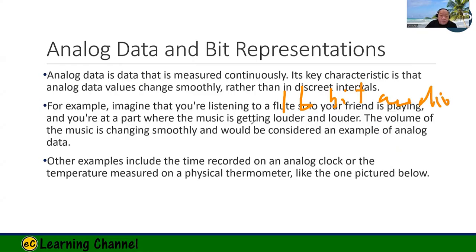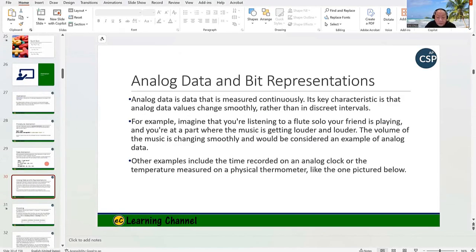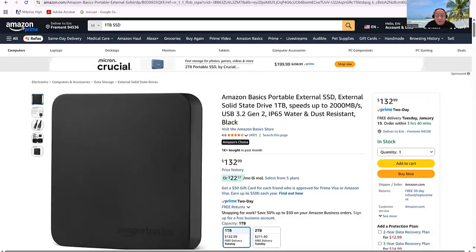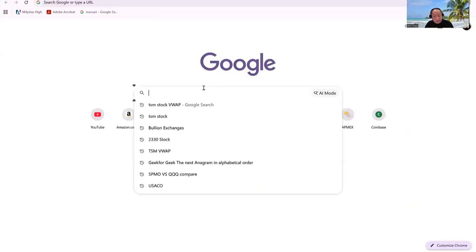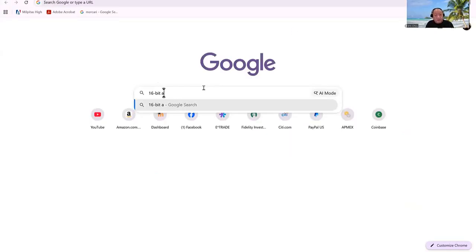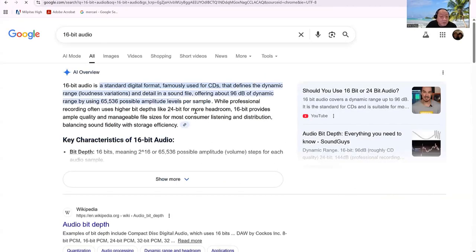That means your audio signal is represented by 16-bit data. Okay, but in the real world, you are using voltage, so it should be a continuous value. So let's search the internet. You can search 16-bit audio. 16-bit audio is a standard digital format formerly used for CDs that defines the dynamic range and detail in sound files. So the sound file is actually represented by 16 bits.